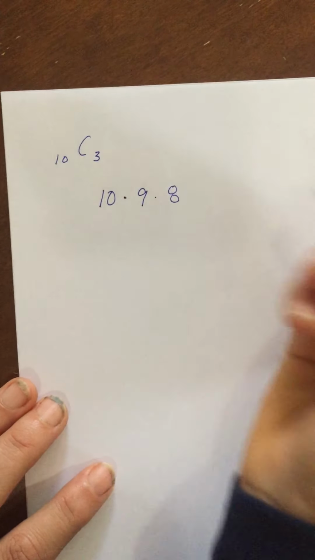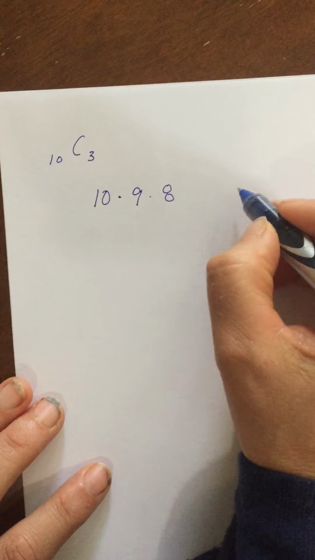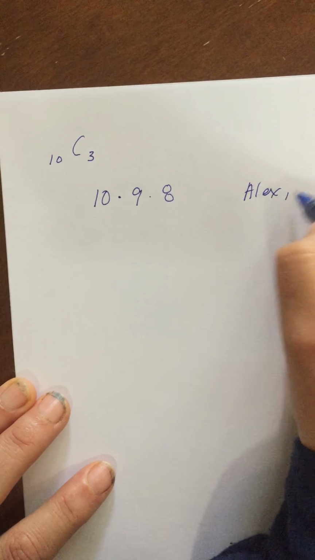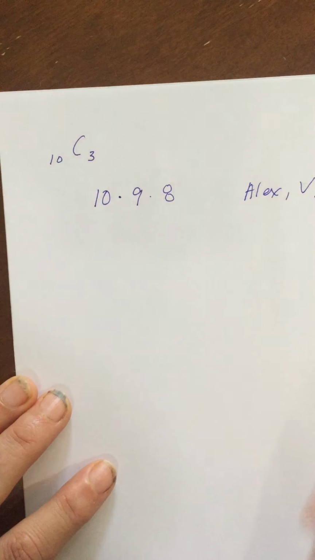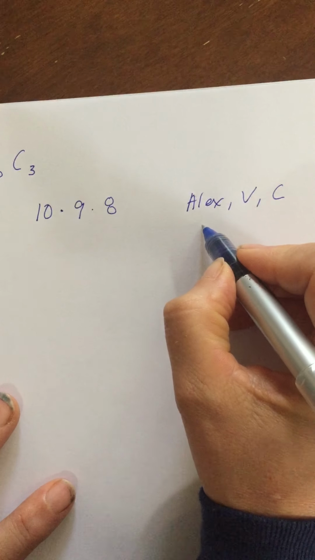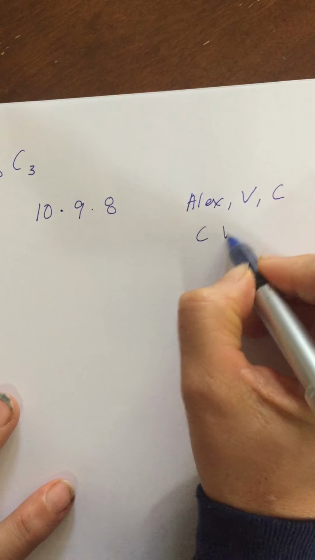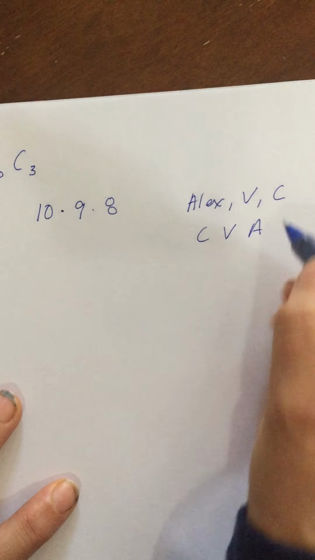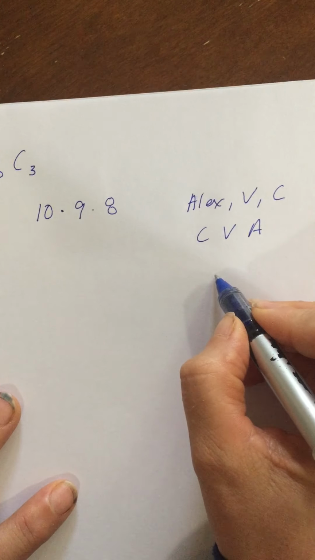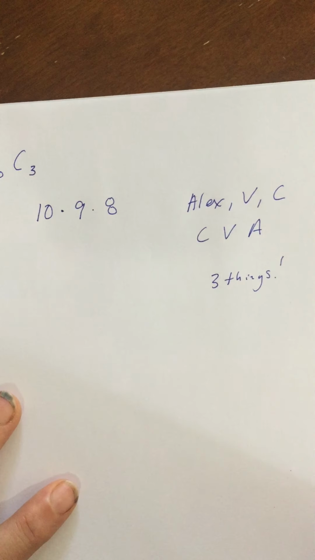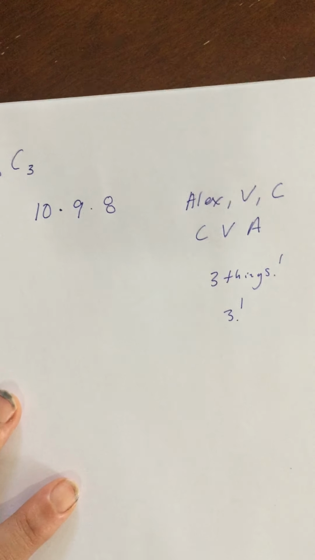The problem is, let's look at this more carefully. Let's say you have Alex, Veronica, and Cassie on the committee. That would be the same selection as Cassie, Veronica, and Alex, right? And how many ways are there to arrange 3 things? Well, we already studied that, so it's going to be 3 factorial ways to arrange those 3 letters. In fact, let's just enumerate them now.